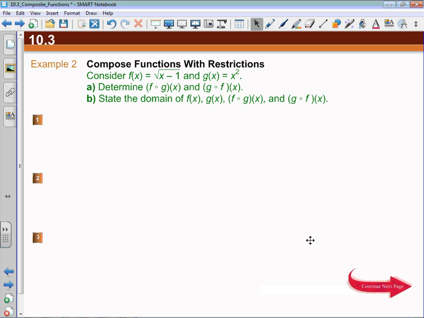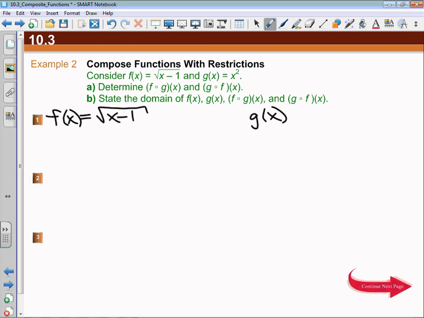Example 2 for 10.3 wants us to start to look at function compositions as the actual functions. So looking at domain and range, we're also going to talk about the graphs in this. And I think in order to do this as best as we can, we really should have the graphs of f of x and g of x.